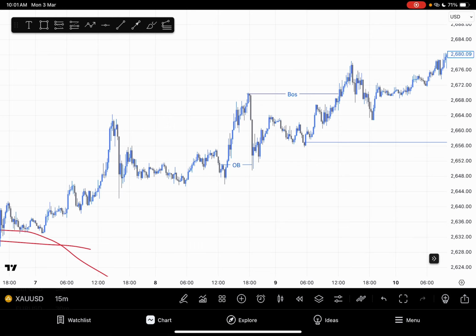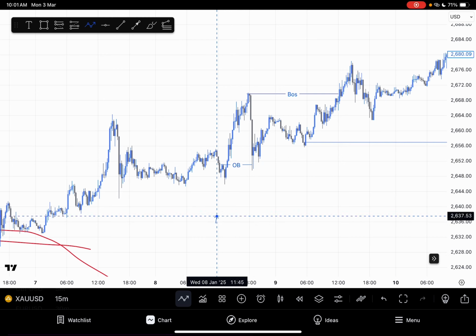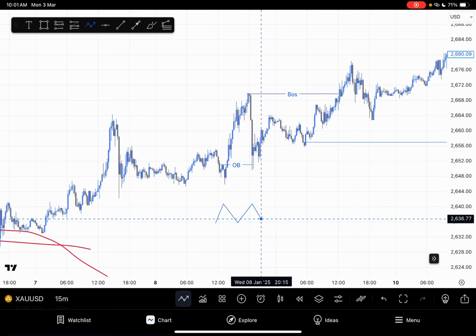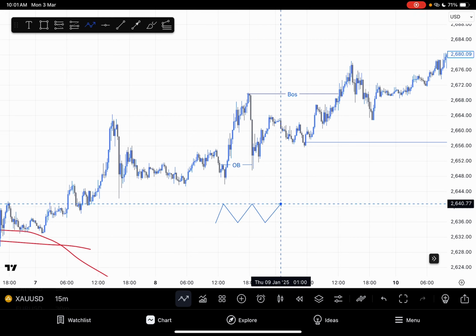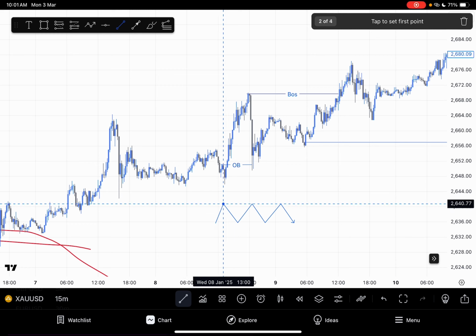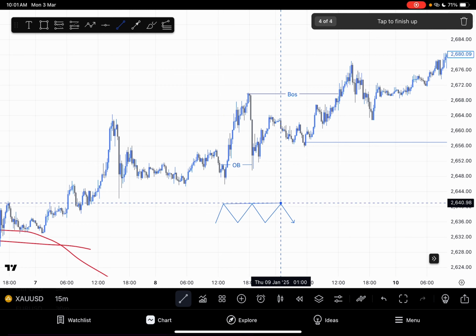But if you see price, let's say price is moving in a range, and you see price clear out liquidity, you see price moving in a range like this. So at this high, there's always liquidity at this high.